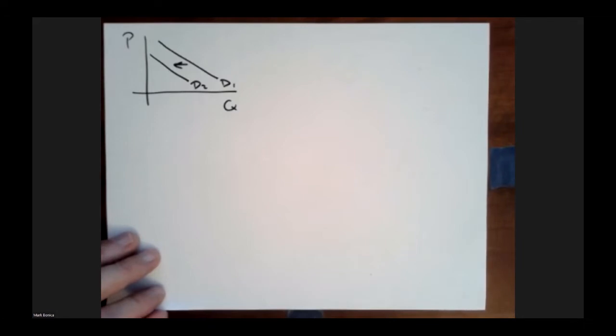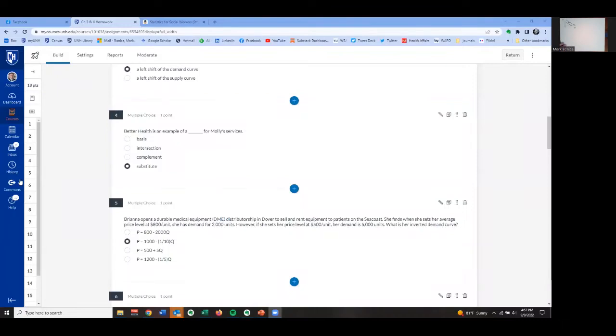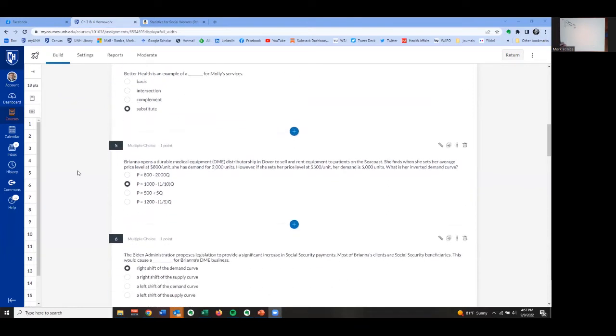Better Health is an example of a blank for Molly's services. And so we just talked about that. That is a substitute. So that's problem 4. Let me see, I should probably be sharing my screen. Okay, so I said problem 4, Better Health is an example of a blank for Molly's services. It's a substitute. All right.